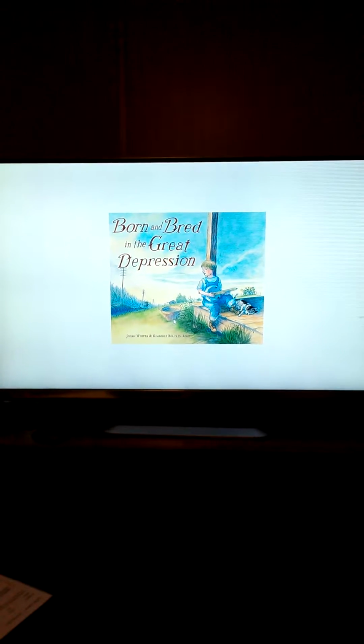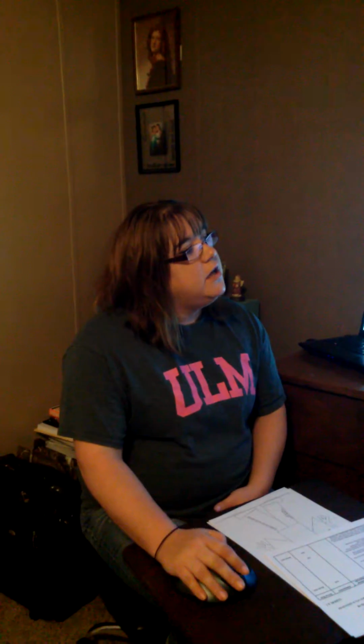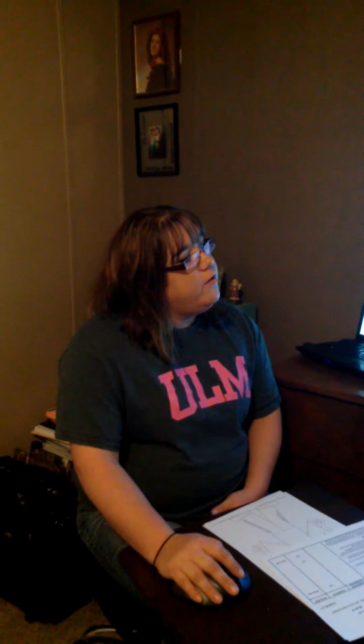So this is actually the book. It's Jonah talking to his dad about his dad's upbringing in the Great Depression. And here we go. I'll read the story now. These are pictures, actual pictures of John Winter, Granny Winter, and Grandpa Winter, and we'll meet them in this story.